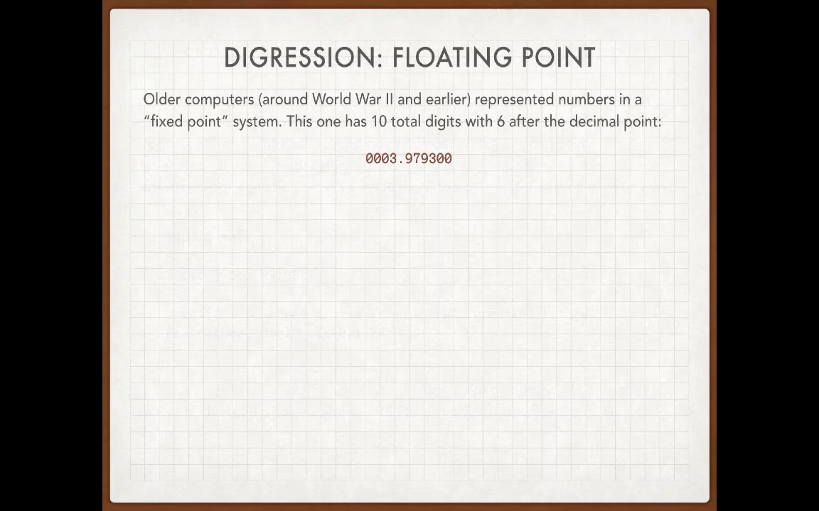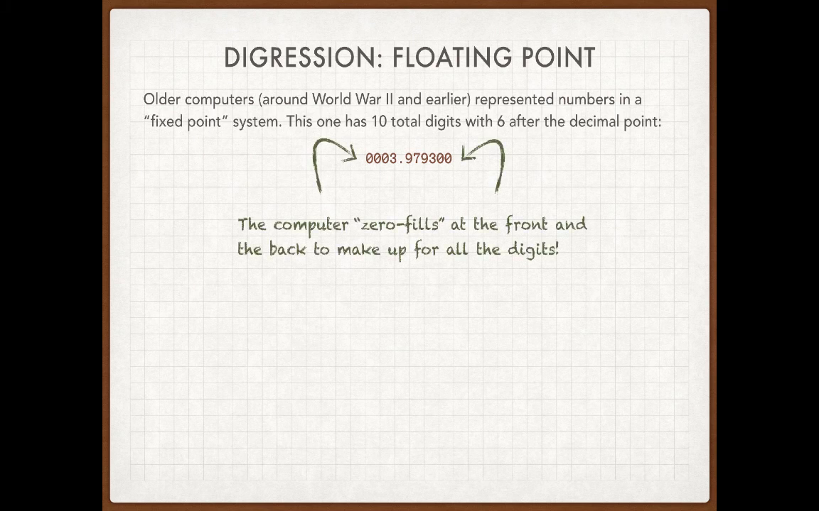Now let me digress for just a moment. The F here stands for a floating point number, and I want to just take a quick digression to tell you what that means. Older computers, and I'm thinking 1950s to World War II, even earlier, always represented numbers in what we call a fixed point system. And here's a good example of that. This one has 10 total digits with 6 after the decimal point. And one of the weirdnesses that you'll notice about this is that the computer needs to zero fill that number. So if it needs to make up digits in front of the decimal point, then it will add zeros in front of it. If it needs to add zeros to the end to fill up the total number of digits that we've specified, it will do that as well.